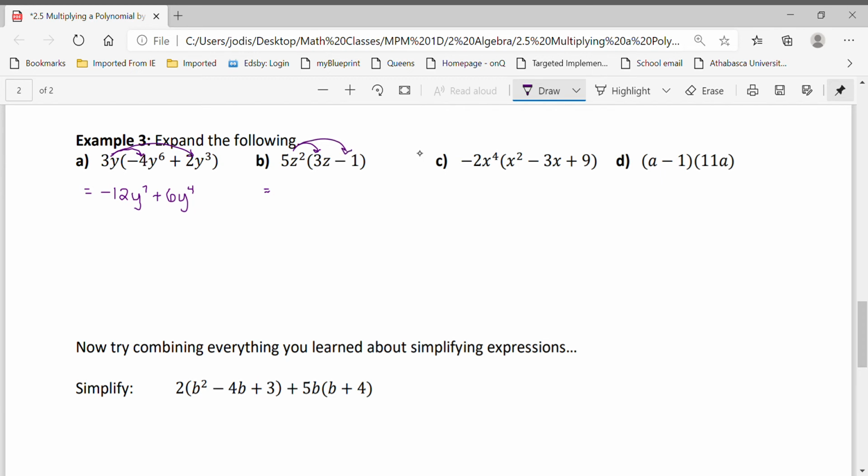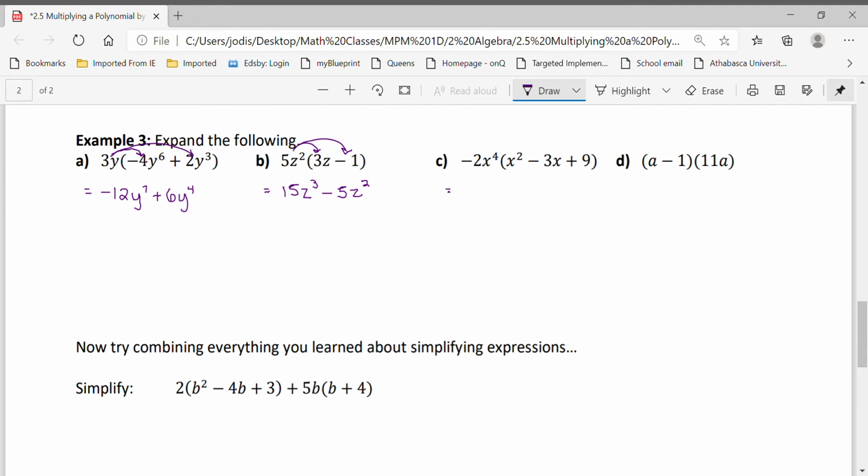So next we can try 5z squared times 3z, so 5 times 3 is 15, and then z, well, 2 plus 1, if we use our exponent rules, is 3. So then 5z squared times negative 1, so 5 times negative 1 is negative 5, and then we just keep our z squared.